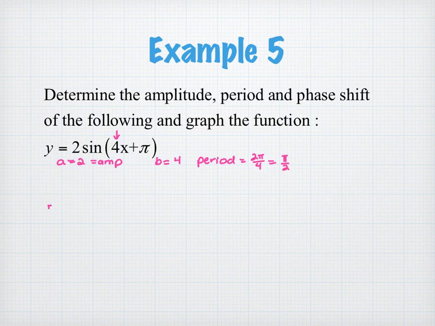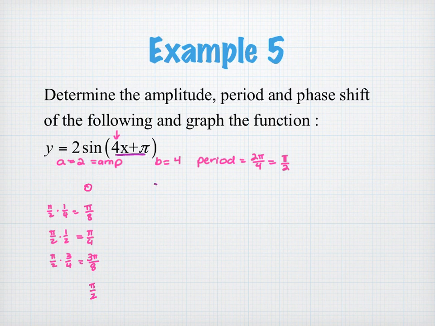Then I'm going to find my key points. So I'm going to do pi over 2 times 1/4, pi over 2 times 1/2, and pi over 2 times 3/4. And I get pi over 8, pi over 4, and 3 pi over 8. And again, remember the first one would be 0, and the last one would be the period, which is pi over 2. Now, what's different with the phase shift is first I'm going to figure out what my phase shift is.